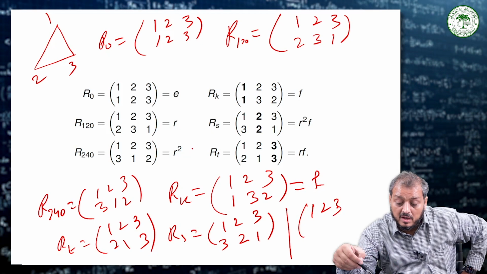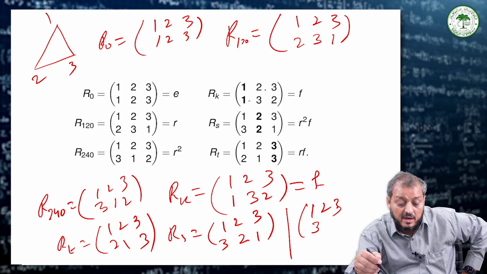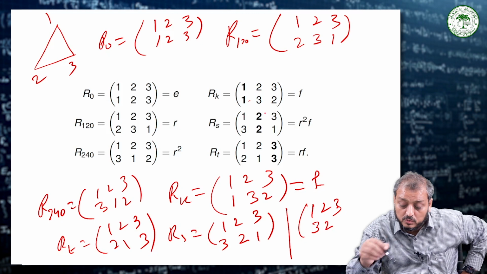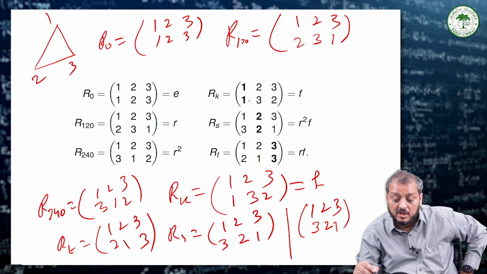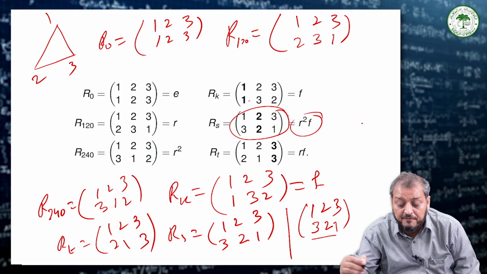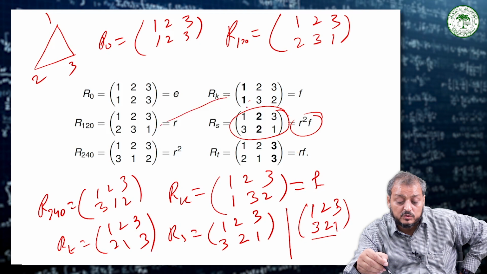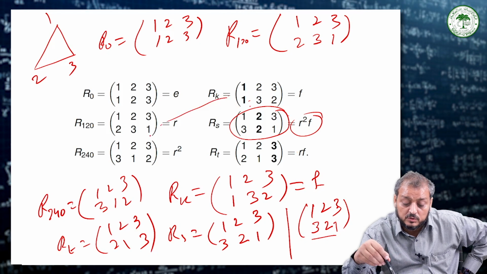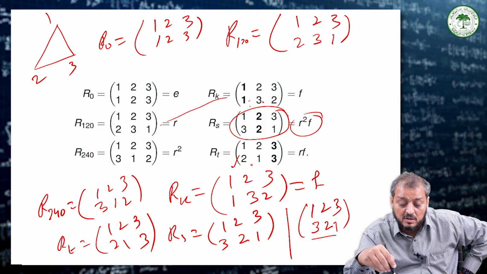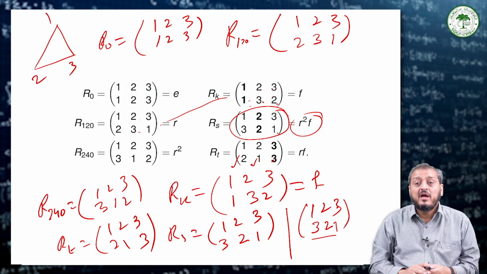So F takes 1 to 1, and then 1 goes to 3, and 2 goes to 3, then 3 goes to 2, and 2 goes to 1. Now you see this is 3 2 1, which is clearly this, and this is the same as R square F. And if we take the composition of these two, then 1 goes to 1, then 1 goes to 2, similarly 2 goes to 3, and then 3 goes to 1. So we can write it in this form.